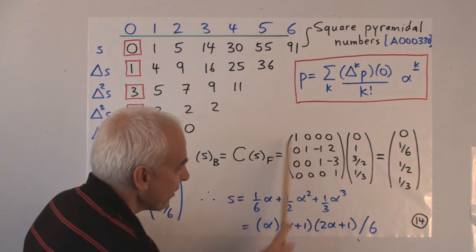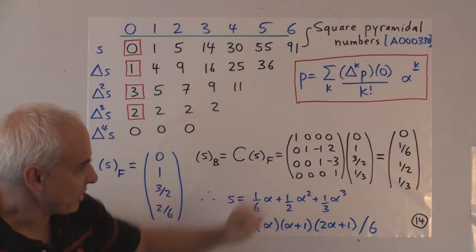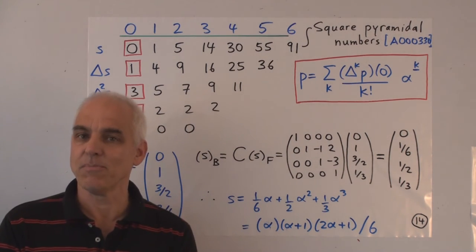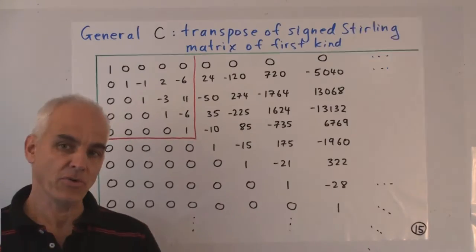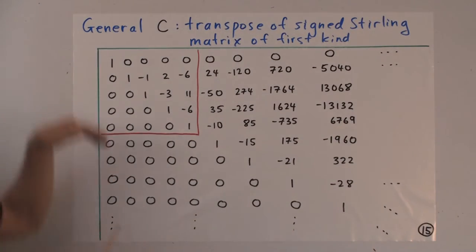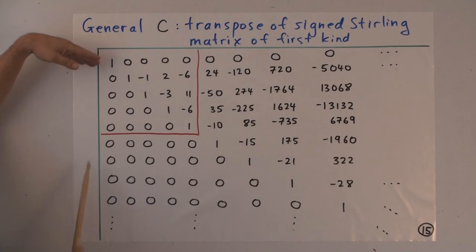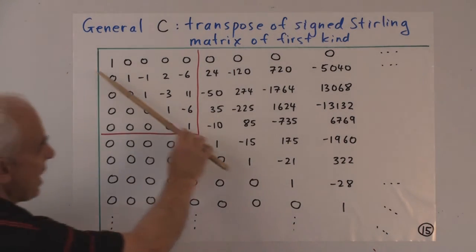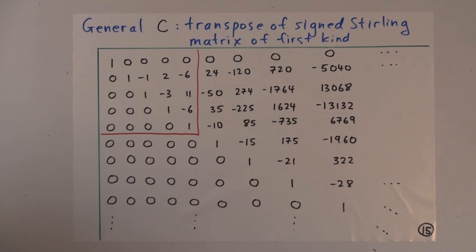So let's just have a look at this matrix C. Obviously that's pretty small. It'd be nice to know what some bigger values are. I'm going to show you the bigger values now. So there's a general infinite array. A general C goes off to the right, goes down here. It's upper triangular. And here are some of the values.